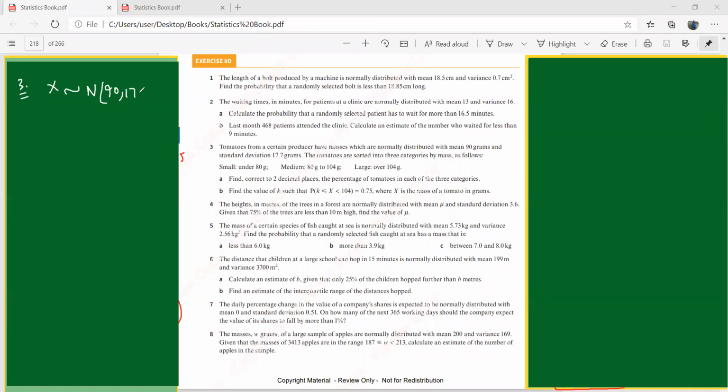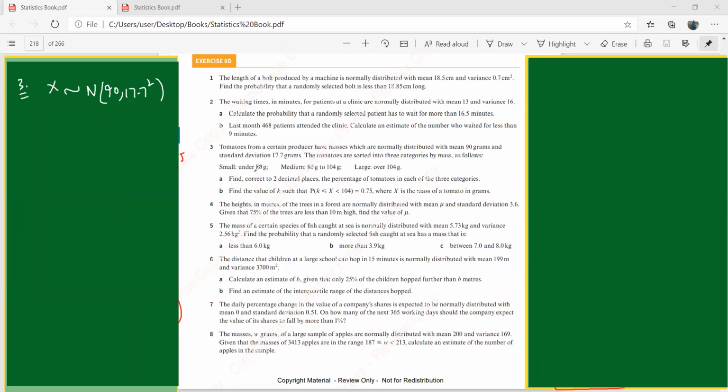So I would rather write it as a square. Please, you have to write it like this, because the parameters for a normal distribution are the mean and the variance. So he has given us the standard deviation, so I'll be putting a square on it. The tomatoes are sorted into the three categories as follows: small, medium, and large. Find, correct to two decimal places, the percentage of tomatoes in each of three categories.